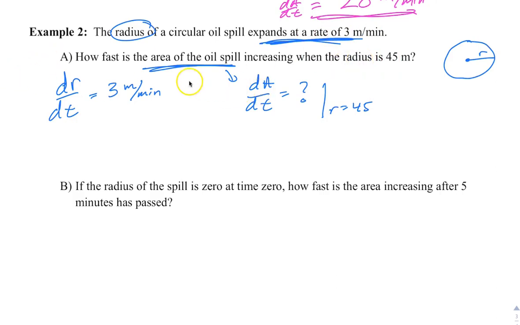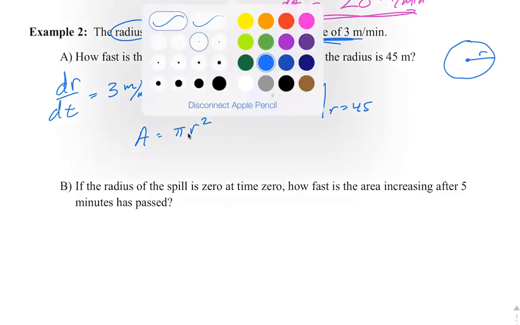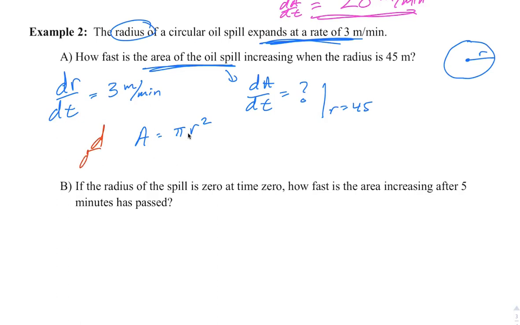So we have to relate these two things. I have to relate radius with area. Well, the area of a circle relates those two. Area equals pi r squared. So that's my formula. And then we always do the same thing. We take the derivative with respect to time on both sides. On the left side, the derivative of A is dA/dt.